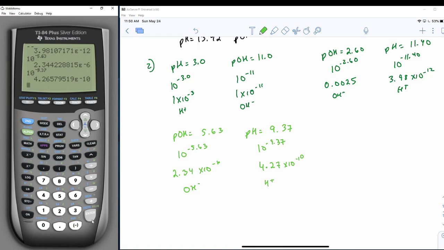Okay. Again, pH is equal to 7.51, so your pOH is equal to 6.49. So 10 to the negative 7.51, 10 to the negative 6.49. And I've already got this done already, so I'm going to calculate this using that. So it says that 3.1 times 10 to the negative 8, and then 3.2 times 10 to the negative 7 is your H plus and your OH minus.